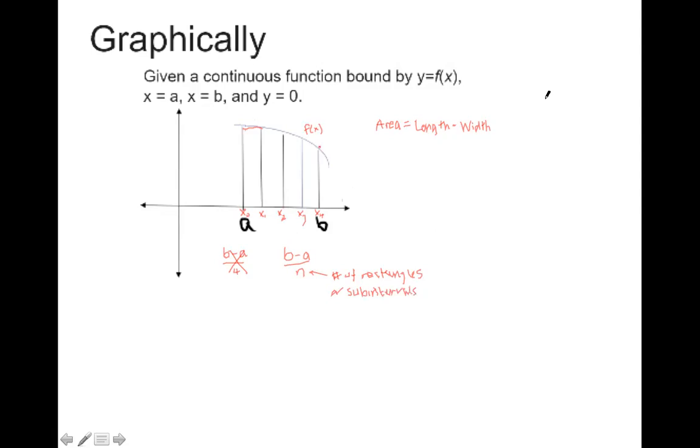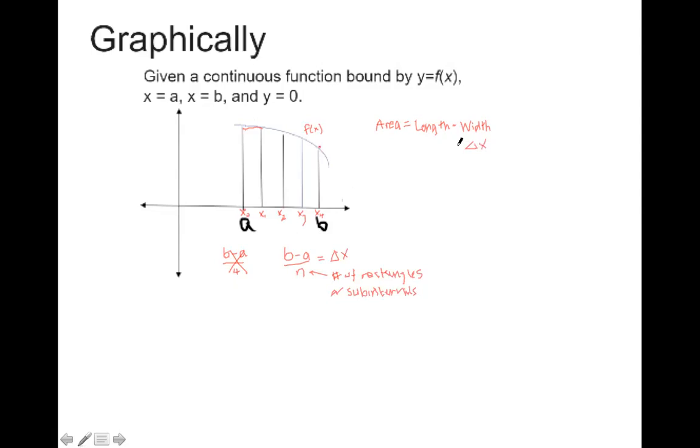All right, so that's my width here, and we call this delta x, or the change in x, like how our x is increasing. What's the change from this x to this x? So that's our delta x, and that's our width.